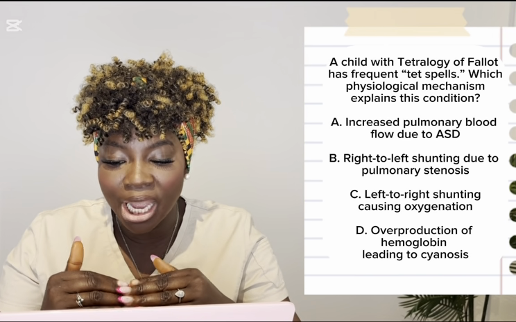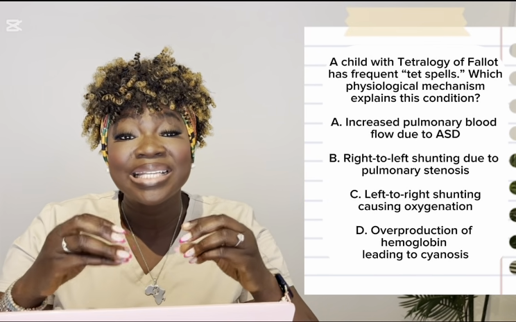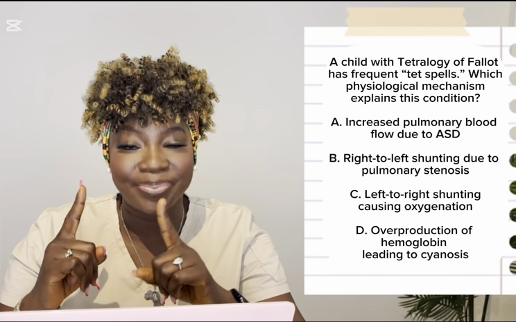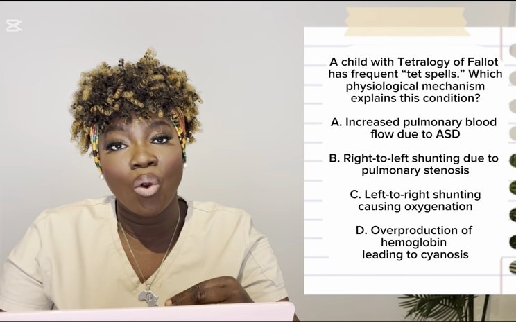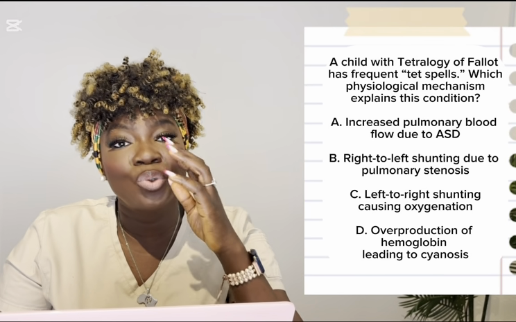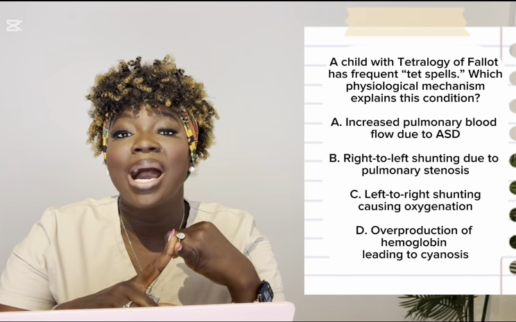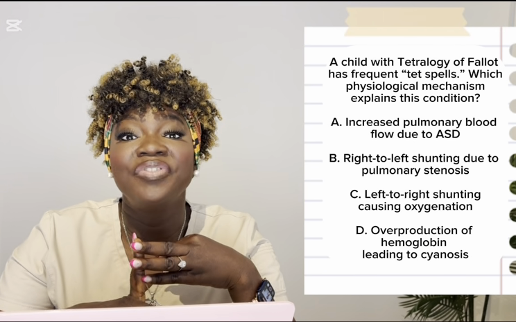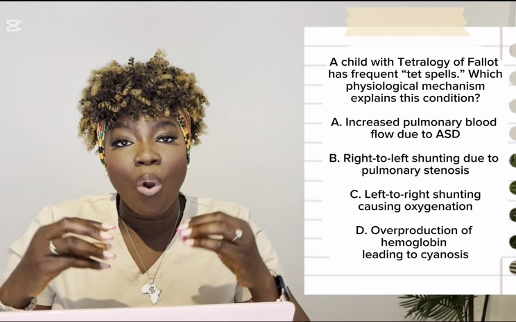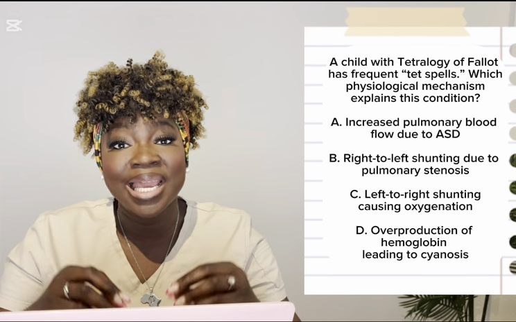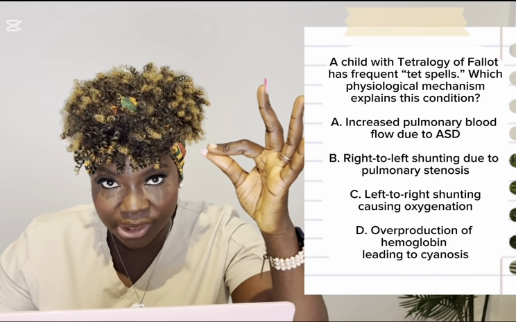Now the question they are asking is what is the physiological mechanism that explains TET spell? Now, what is TET spell? TET spell is cyanosis or bluish skin due to lack of oxygen supply to the baby, and this happens when they are awake, when they are crying, or when they are feeding. That's when TET spell happens. So the question is, what causes this TET spell? It's B. Right to left shunting due to pulmonary stenosis.